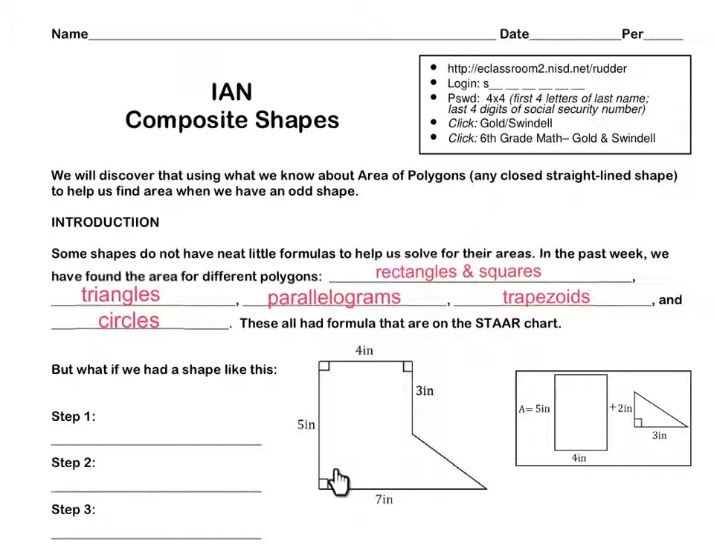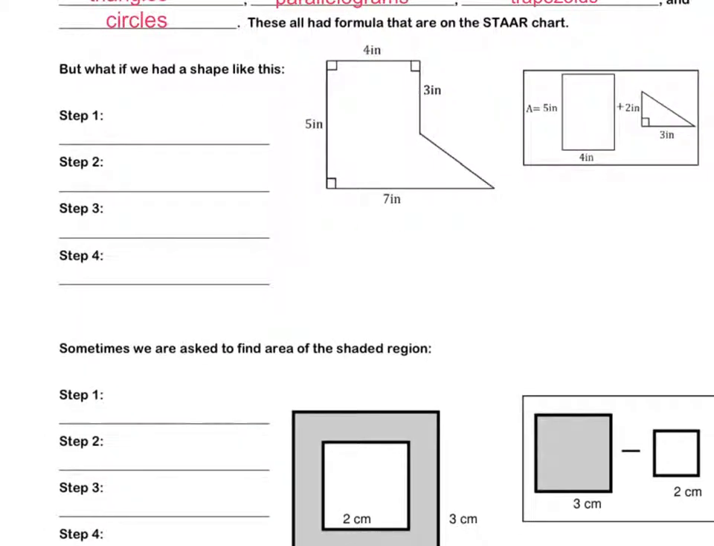Well, we're going to go through the steps on how to break it apart. The first thing we want to look for is any familiar shapes that we know, such as the ones listed above, those ones that have the formulas that can help us. So when I look at this shape, I see that if I extend this line right here, I would have a rectangle and a triangle. So step one is to look for familiar shapes. Step two is to find any missing measurements I may need.